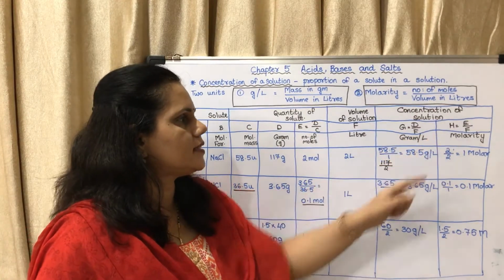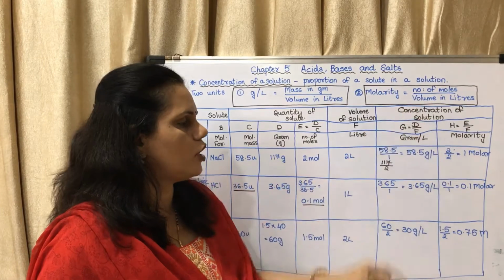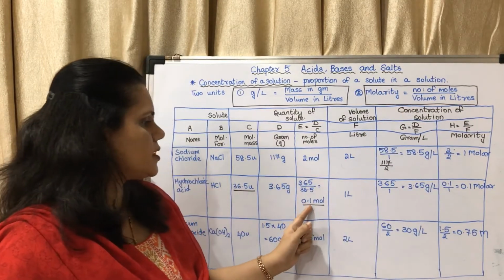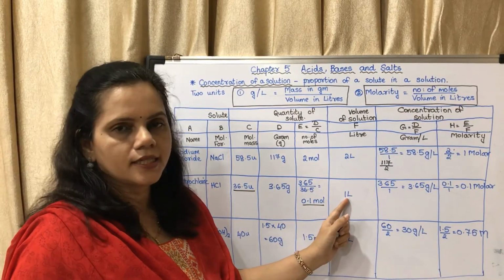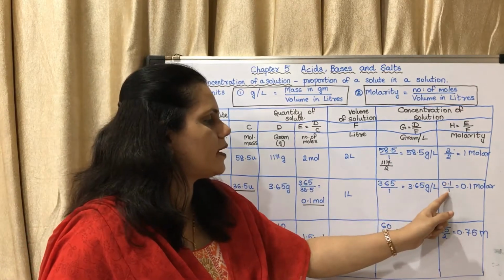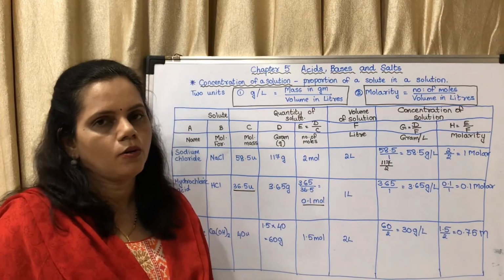Now molarity is equal to number of moles upon volume in liters. Number of moles is 0.1. Volume in liters is 1. So 0.1 upon 1, that is 0.1 molar.